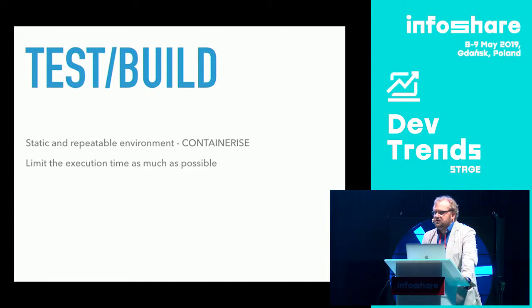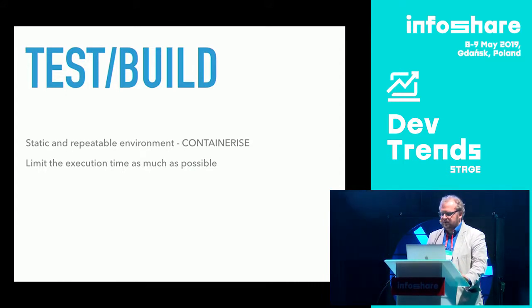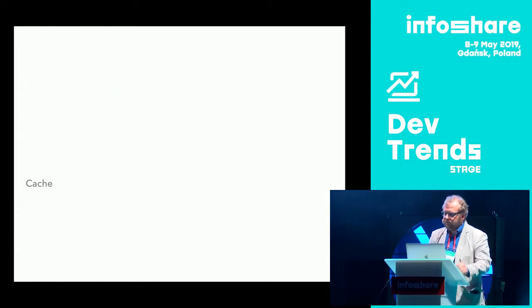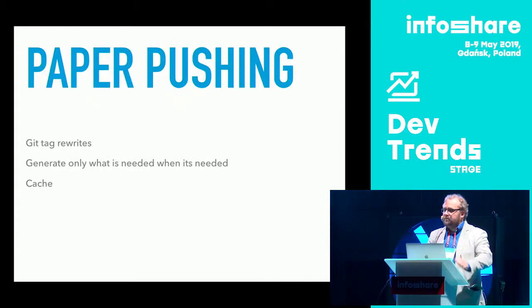Everything that doesn't need to get built, don't. If you can reuse stuff that doesn't need to get built for this run, reuse it. Use cache as much as possible. Now, as it comes to paper pushing, that's going to be a quick one and then just run through.